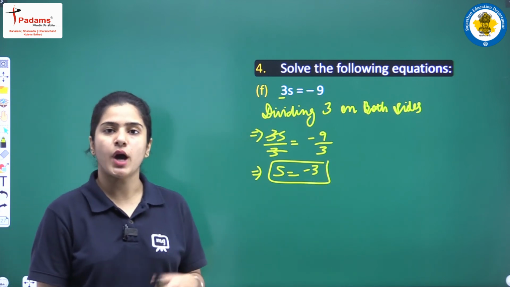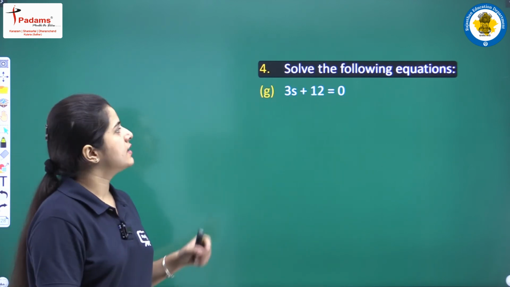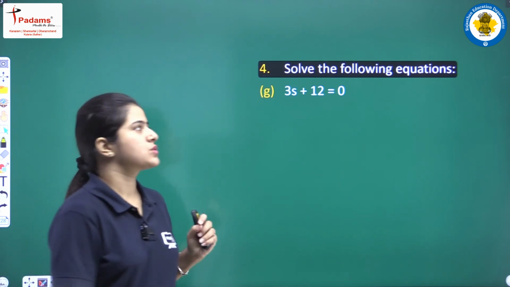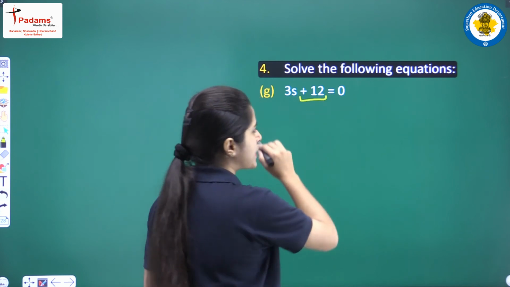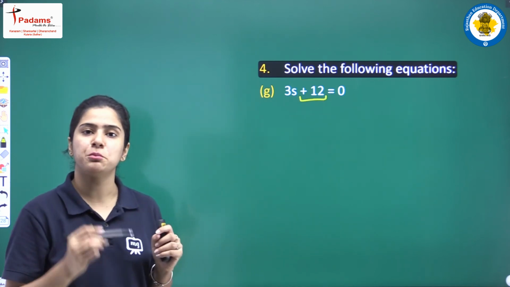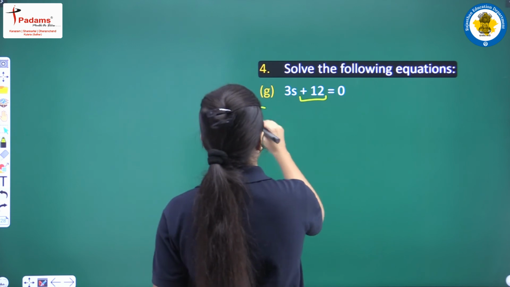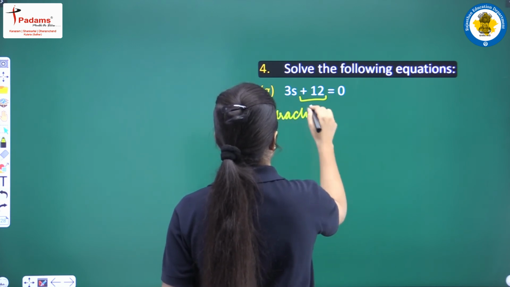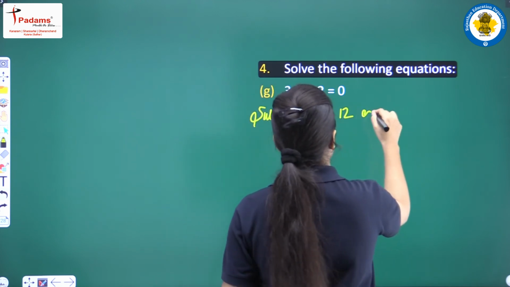Alright, students. Now we'll be looking at another question. 3s plus 12 is equals to 0. So students, to eliminate this plus 12, we have to subtract 12 on both the sides.